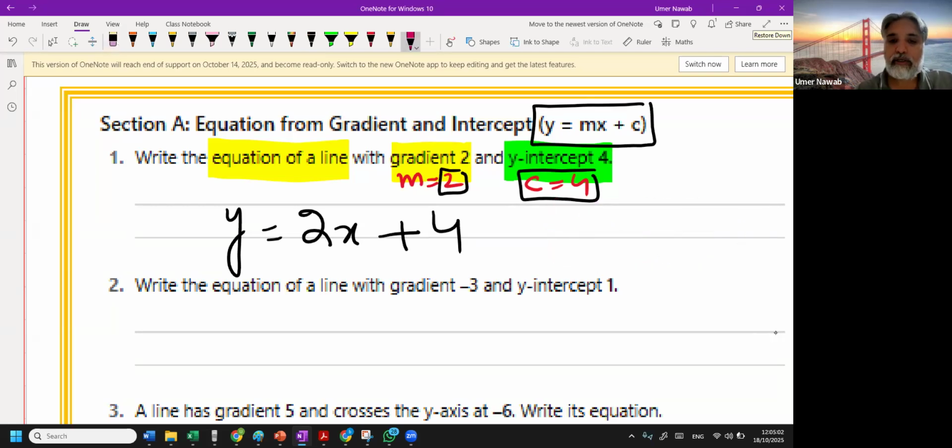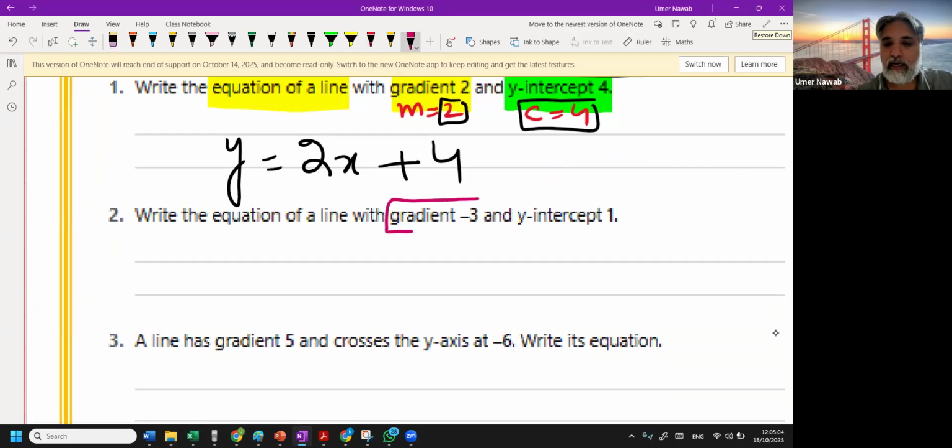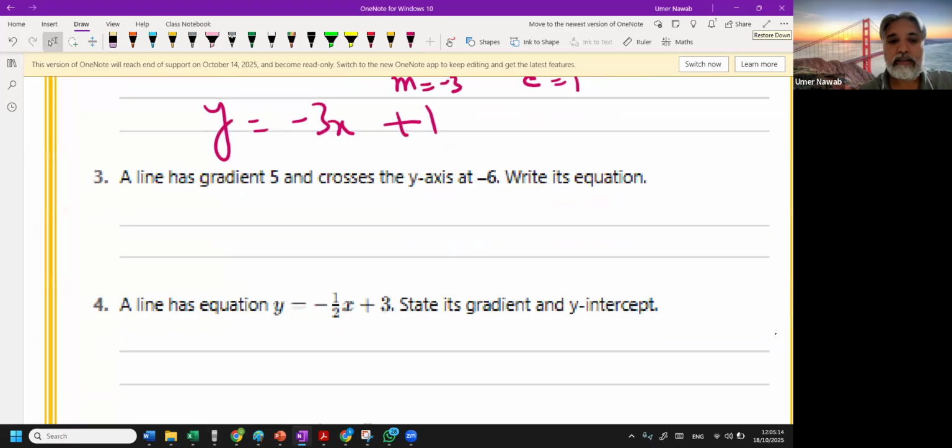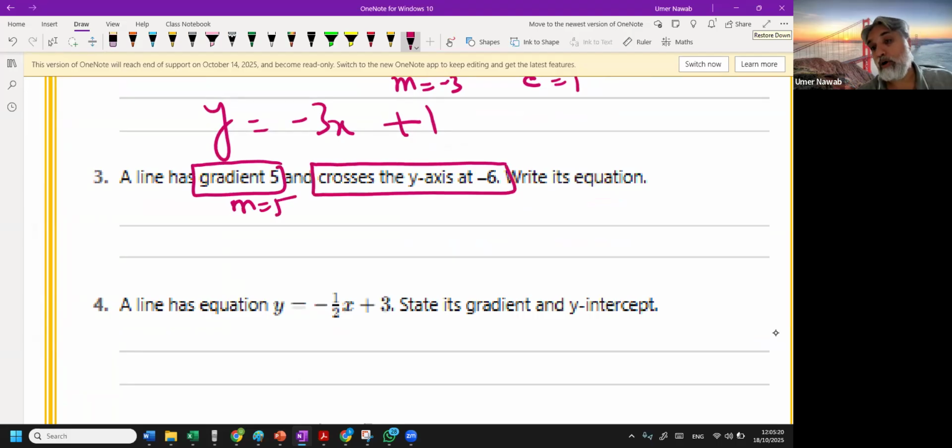Now the next question, he said, can you write the equation of a line with the gradient -3? Yes, the gradient is -3 and the y-intercept is 1. So c is equal to 1. y is equal to -3x plus 1 is the equation of this line. In this case, he said the gradient is 5 and crossing the y-axis, or y-intercept, same thing. So c is equal to -6, y is equal to 5x minus 6.